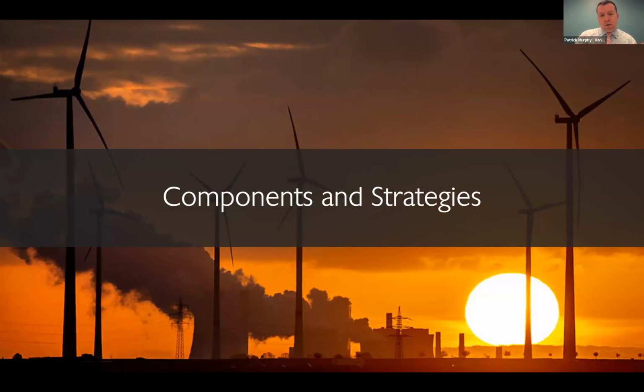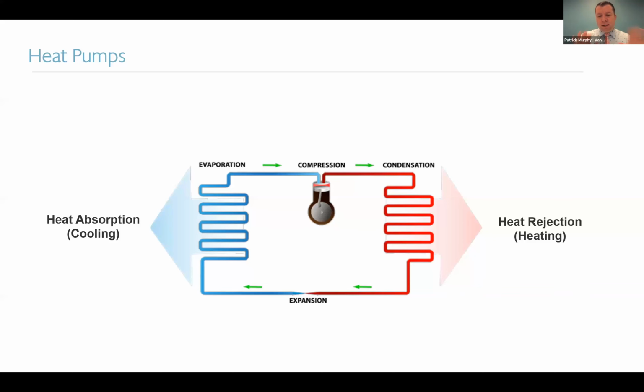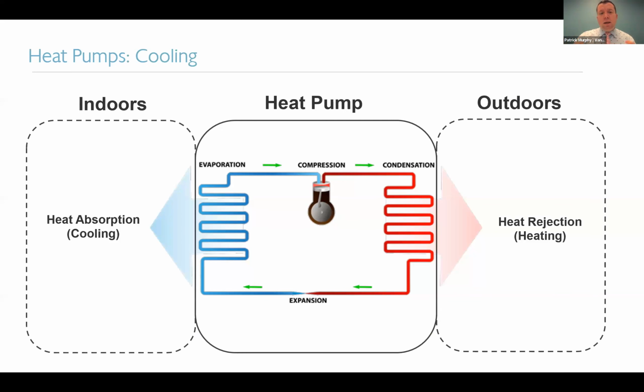Components and strategies. So I've talked about heat pumps kind of as a generic term, but let me dive into that a little bit more. A heat pump is basically using the refrigeration cycle that is moving heat back and forth through a refrigerant loop. And a heat pump is just like a window air conditioner or window shaker. If it's cooling the inside, it's basically absorbing heat from the inside and it's throwing it outside the building.